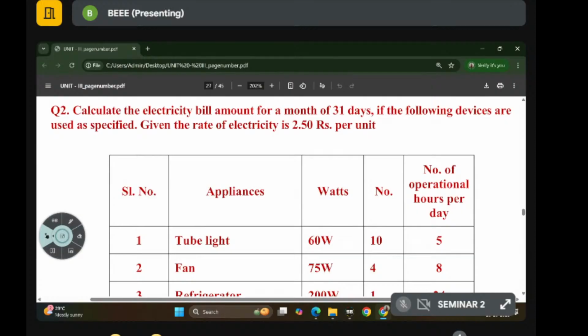So calculate the electricity bill amount for 1 month of 31 days, if the following devices are used as specified, given the rate of electricity is rupees 2.5 per unit. Serial number, appliances, watt, numbers, and number of operational hours per day. First one is tube light, 60 watt, 10 are there, 5.